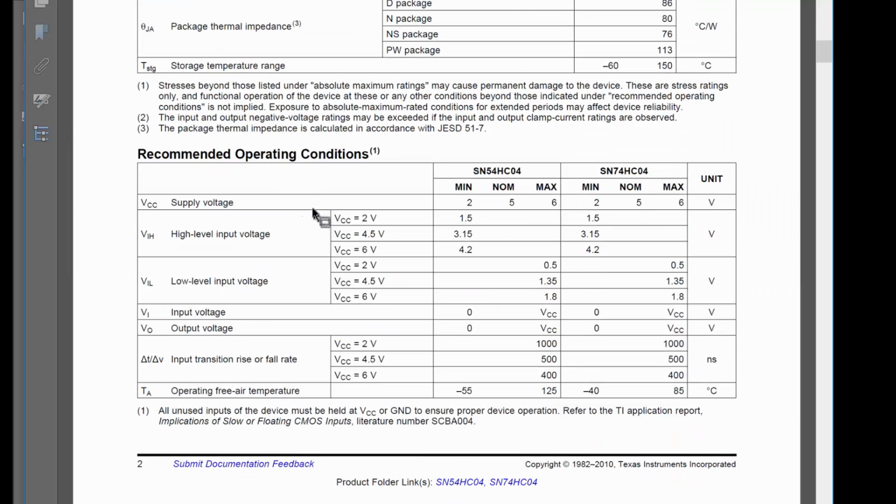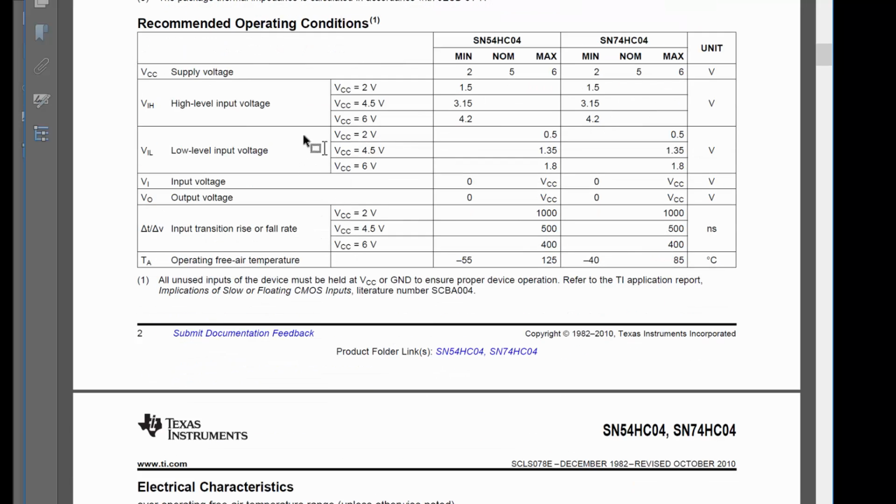You've got your recommended operating conditions, input high, input low. These are kind of interesting. So the high level input and the low level input. In an ideal situation for CMOS, the ideal input high and input low are going to be VCC and ground, and the ideal outputs are going to be VCC and ground. So what we're really interested in is what's the minimum input that will actually make this thing work, and what's the minimum output that we would ever get.